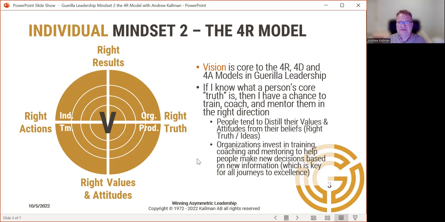And when people sometimes tell me, oh, you can't change people's truths or their values and attitudes, it's like, that may be partially true, but it's also not true. Otherwise, organizations would not invest billions of dollars every year in training, coaching, and mentoring to help people make those new decisions based on new information. And that is key for all journeys to excellence, whether it's a journey to excellence for the individual. And I really hope you are pursuing excellence.